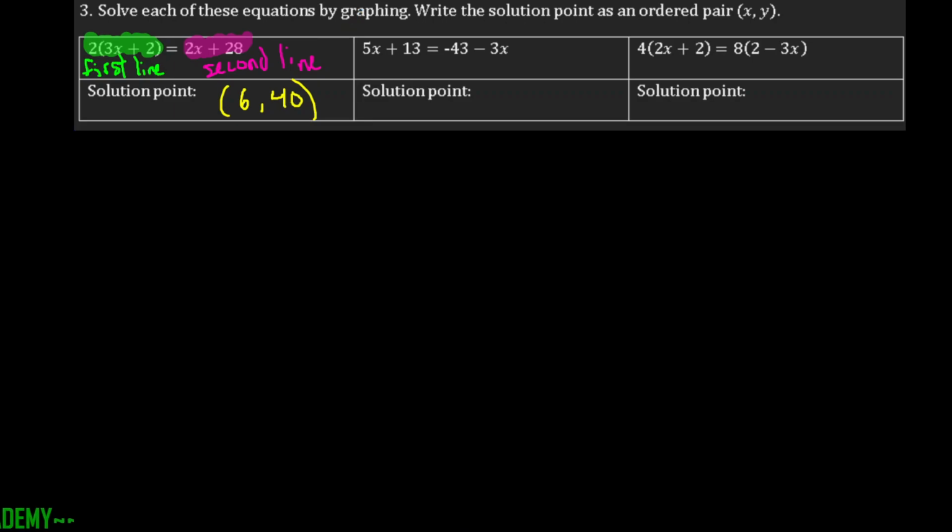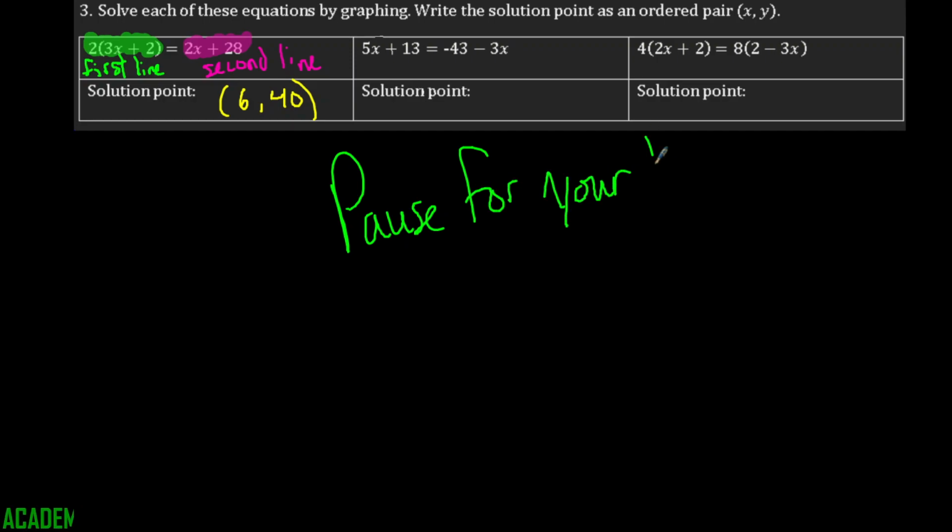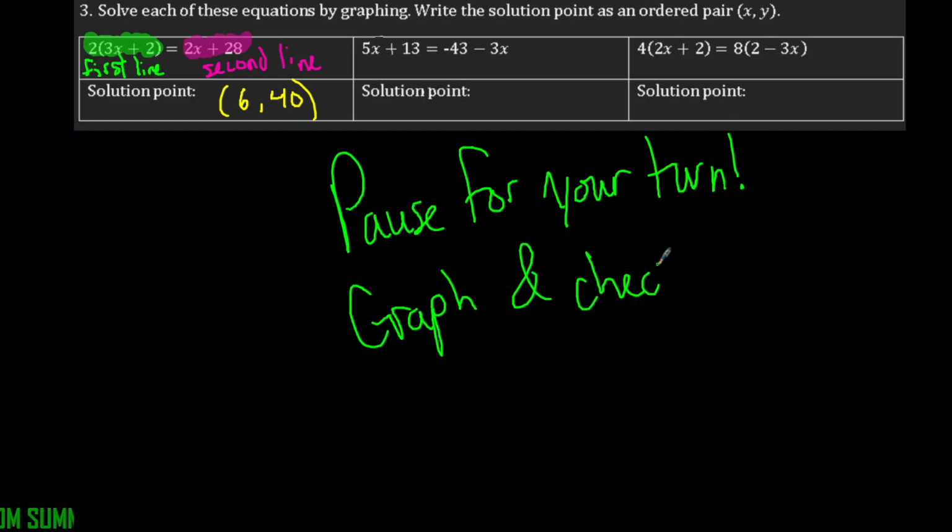All right, so make sure you can see how to do that. Make sure you can pause for your turn. So let me write that down too. So pause for your turn. Graph and check with me. So make sure you're graphing those points, again, as an ordered pair, X and Y.